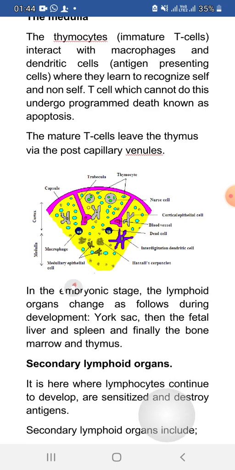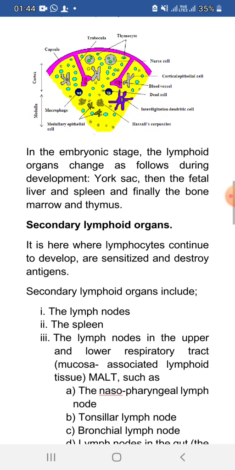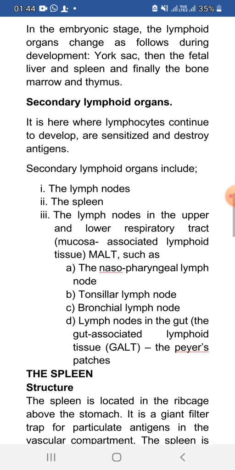Another thing we should remember is that at the embryonic stage, it is the yolk sac which is hematopoietic. As development occurs, it changes to the liver, then the spleen takes over, and finally it's the bone marrow that produces blood cells in a well-developed individual.